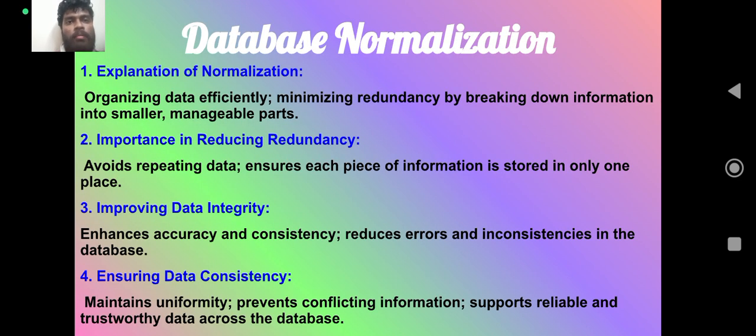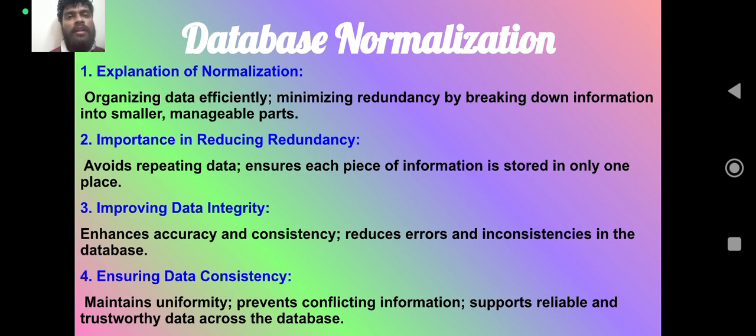And database normalization. Explanation on normalization. Organizing data efficiently, minimizing redundancy by breaking down the information to smaller and manageable parts. Normalization is nothing but minimizing the duplicate data. Okay, that's what it says.